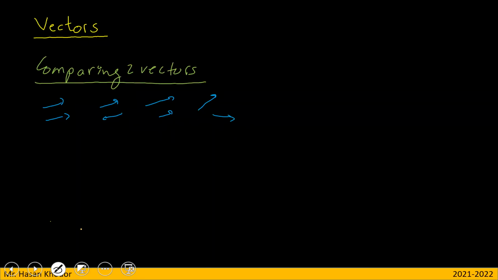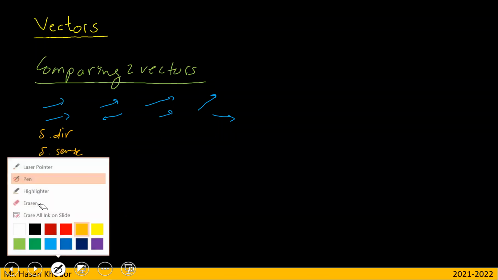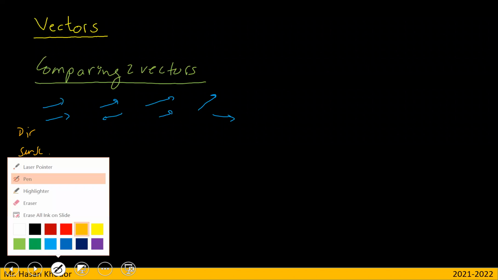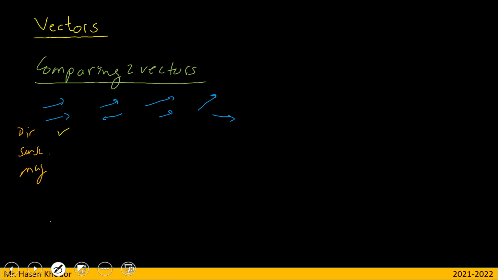These vectors are of the same direction, sense, and magnitude. Excellent. So we have same direction, same sense, and same magnitude. Let's do it as a table concerning the direction, sense, and magnitude. In the first case, they have same direction, same sense, and same magnitude. In the second case, same direction, different sense, and same magnitude.